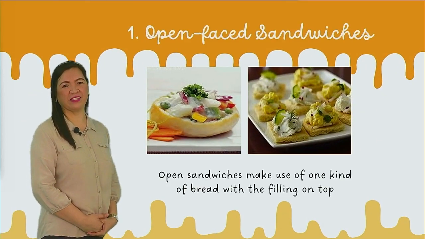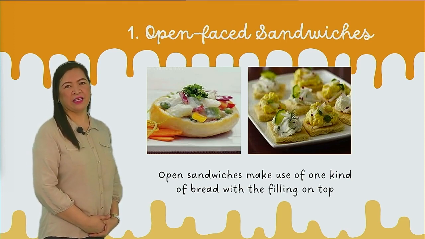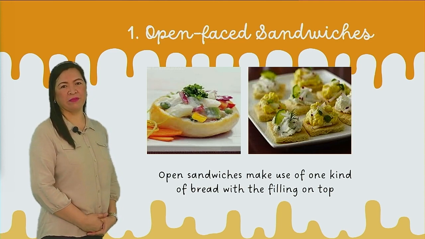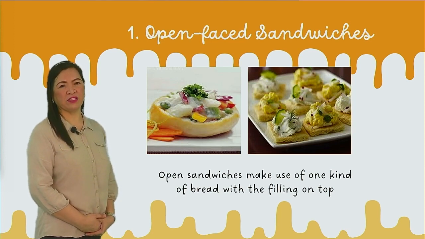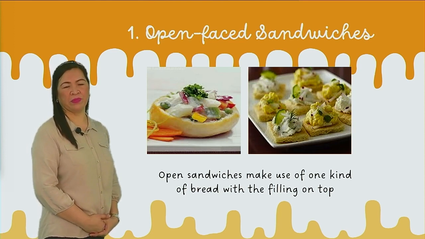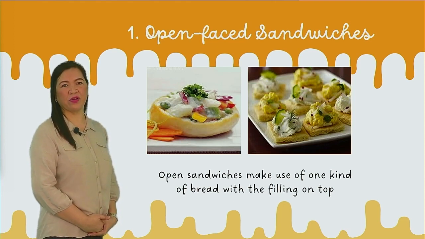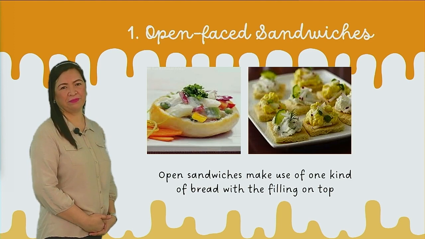Open-faced sandwiches make use of one kind of bread with the filling on top. The slices of white bread can be cut into squares, triangles, or rounds. Butter is spread slightly on top, and pieces of cheese or meat fillings are arranged and garnished attractively. You can also use biscuits, cookies, or toast instead of bread.